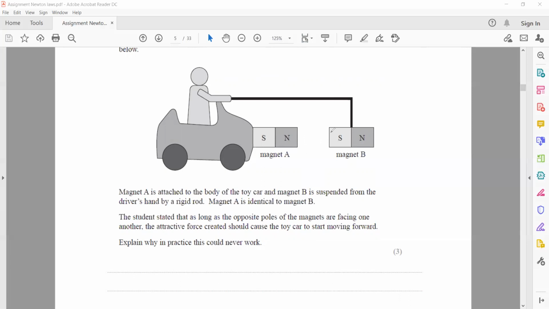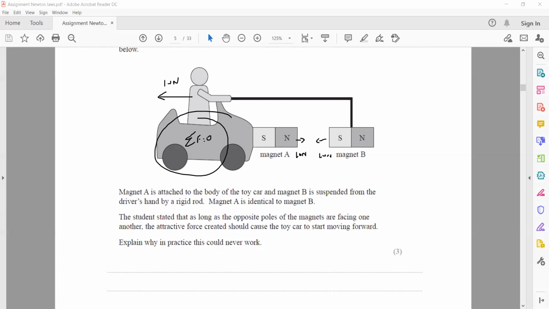Because the two Newton pair forces must act in pairs. So action and reaction forces are equal and opposite in direction. So there is a 10 Newton attraction force, but as a person is holding magnet B, there is a 10 Newton backward force. So on the car, there is no resultant force. If there is no resultant force on the car, this car will not accelerate.